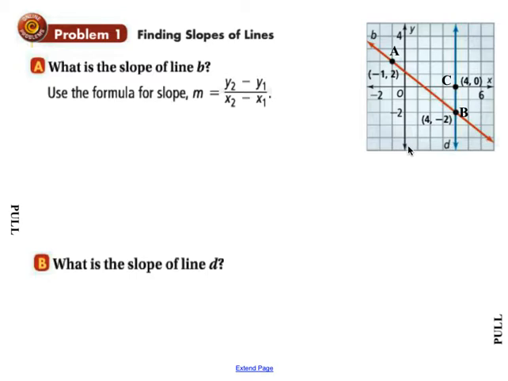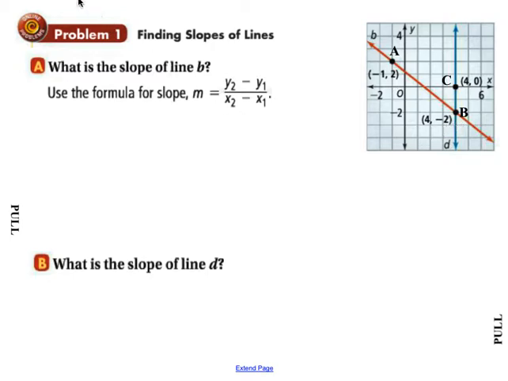To find the slopes of lines, we're going to use that slope formula, which is given right here. It says, what is the slope of line B? Now line B is the red line right here that you'll see in the video here. Line D is the blue one. So for part A, we're going to look at line B. And we have the coordinates of points A and B indicated on our graph.